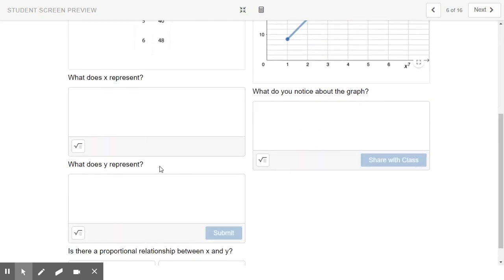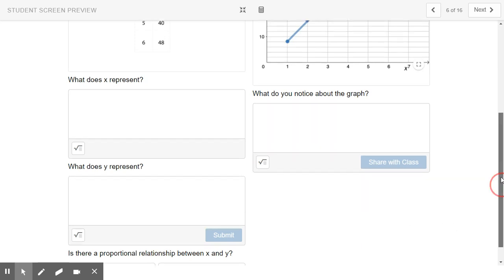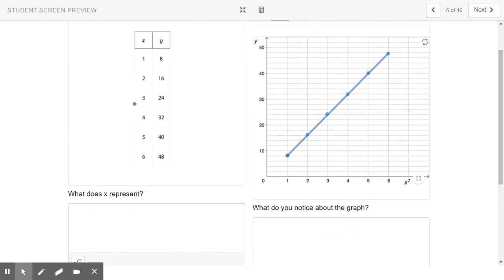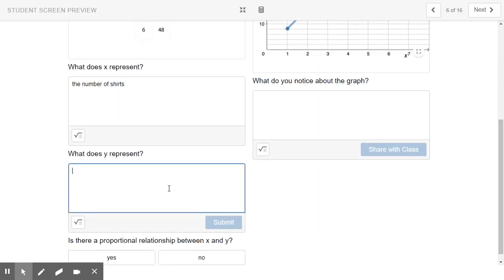What does the X represent? What does the Y represent? This is asking us from our scenario with the t-shirts that cost $8 each. The X is telling us how many shirts there are, right? This is the number of shirts. This is how much they cost. So the X is the number of t-shirts. The Y is the cost of the t-shirts, right?